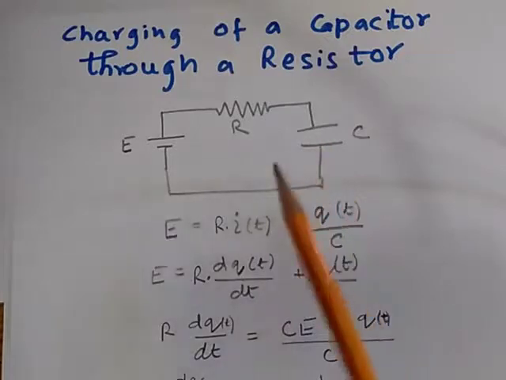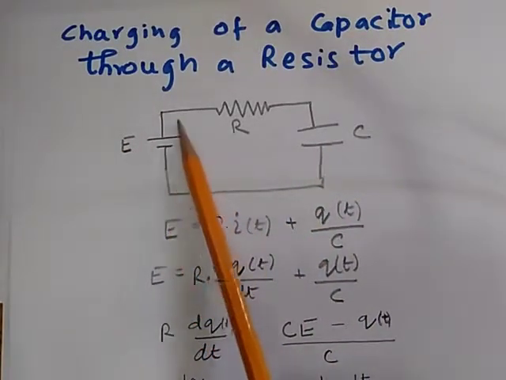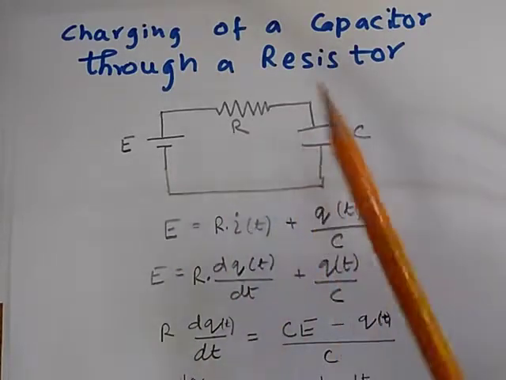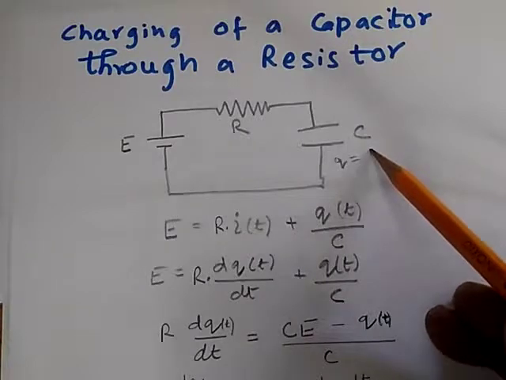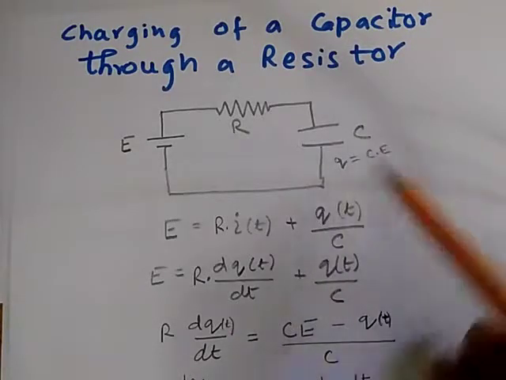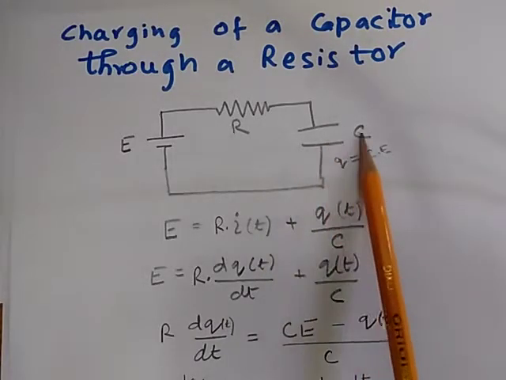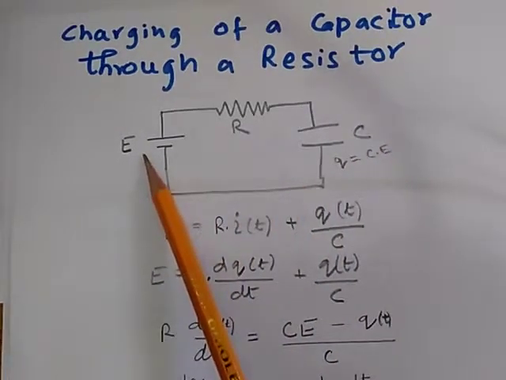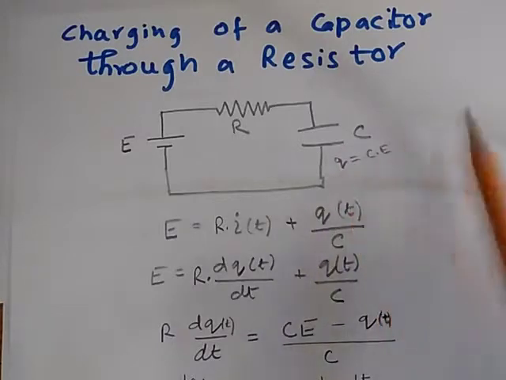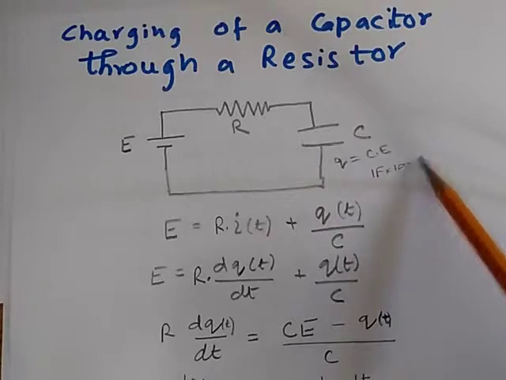There are a few things you need to mind. This voltage E eventually charges this capacitor to a charge Q, and that Q is given by C into voltage V. What does that mean? Let's say this is a capacitor of 1 farad, and this is a battery of 10 volt, then the final charge will be Q is equal to 1 farad multiplied by 10 volt, which is equal to 10 coulomb.